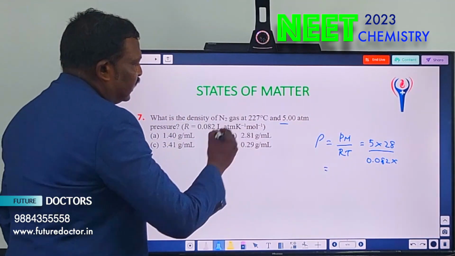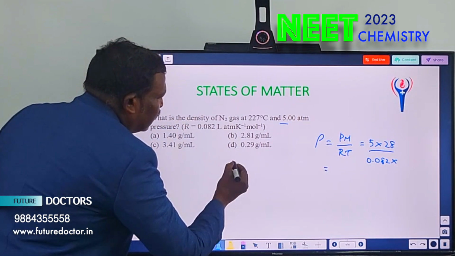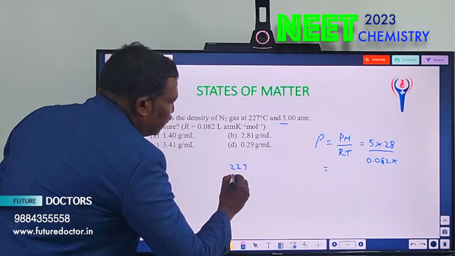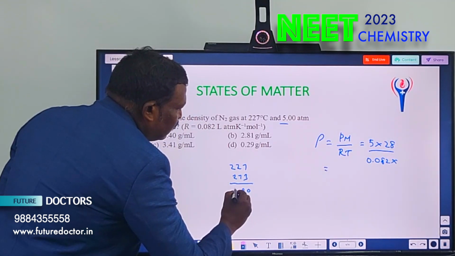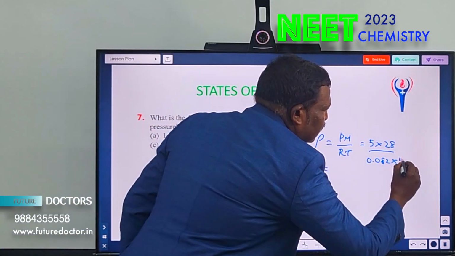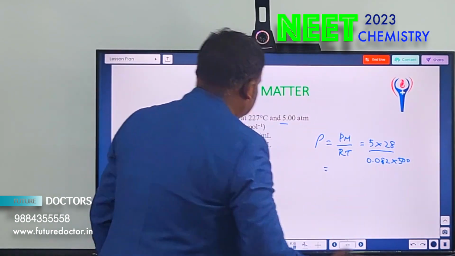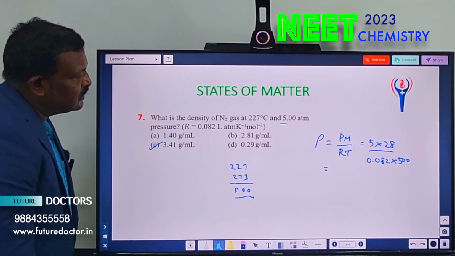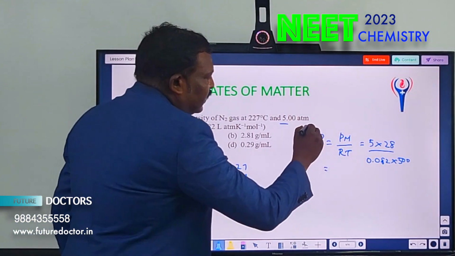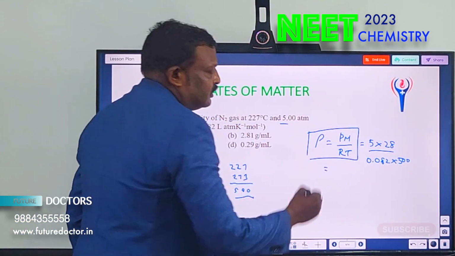Just convert it into Kelvin. 227 plus 273 is approximately 500. If you substitute all this, you can get the answer. The answer will be approximately 3.41. So this is the answer. Understood? Just remember the formula. If you remember the formula, you'll be able to answer these. Very simple, a direct sum.